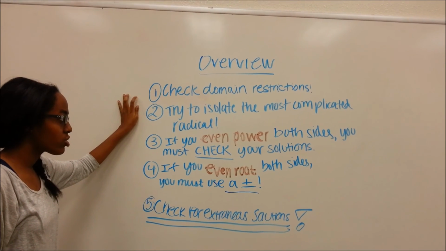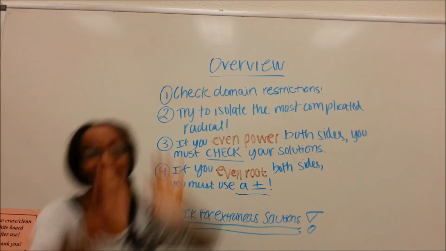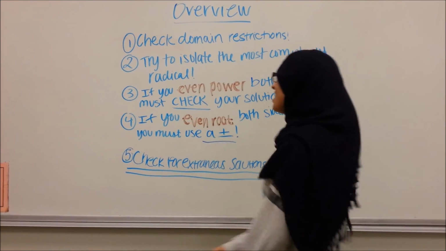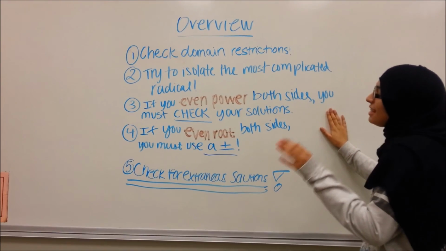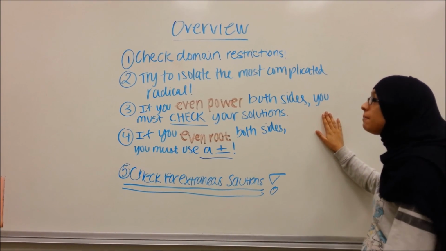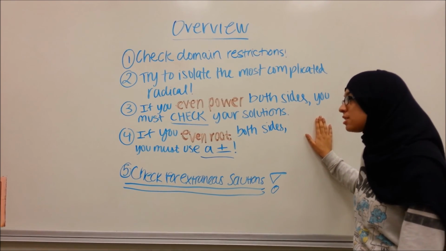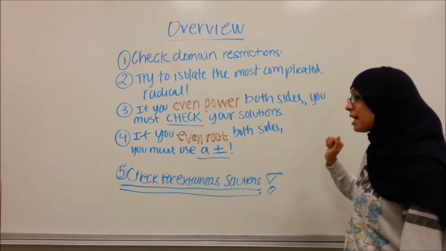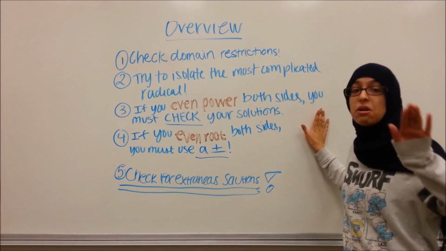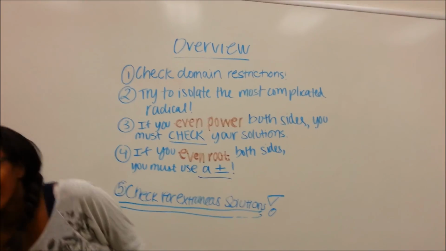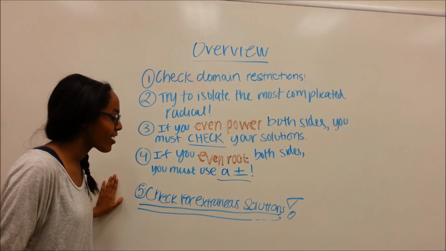Check domain restrictions and try to isolate the most complicated radical. Okay. You also need to remember that if you even power both sides, you must check your solutions to see if they are actually real solutions. Also, if you even root both sides, you must use the plus or minus. If you have odd roots or odd powers, don't worry about anything. And number 5, always, always, always check for extraneous solutions.